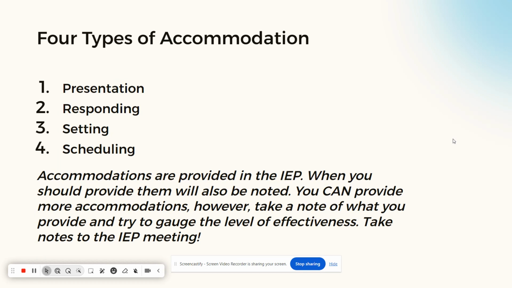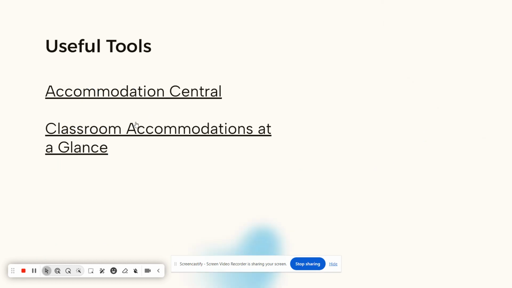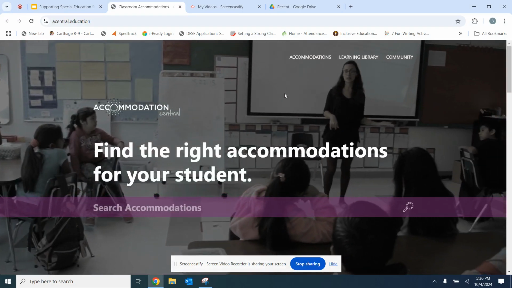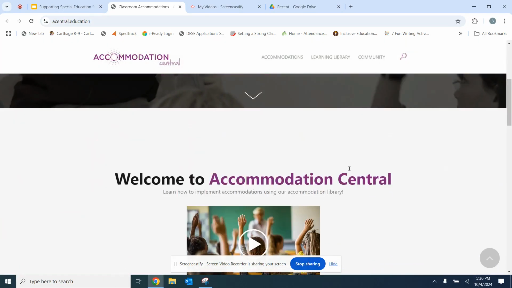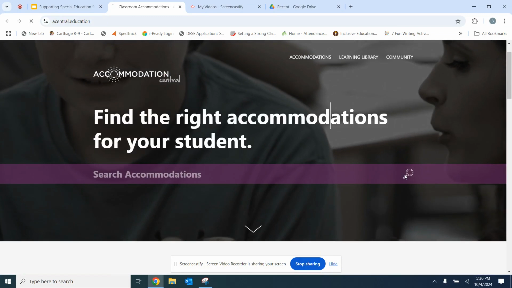And there are many, many examples of accommodations that you can add to your class to make things easier and more accessible. One of those things that I was telling you about is Accommodation Central. I'm just going to click on this to show you. So you can search for accommodations here. Where do I go? I'm just going to press here.